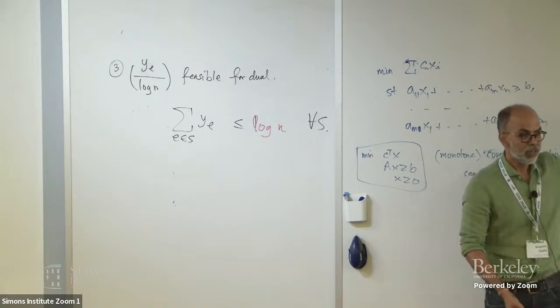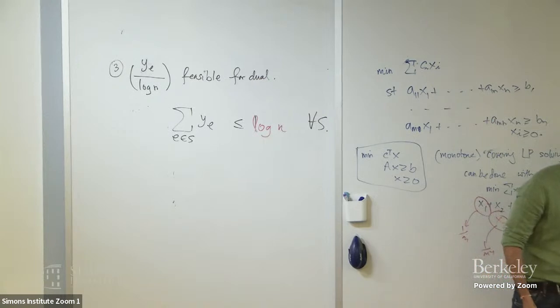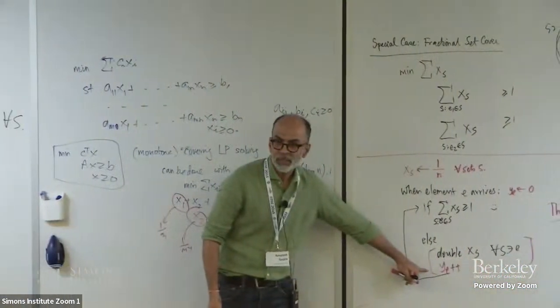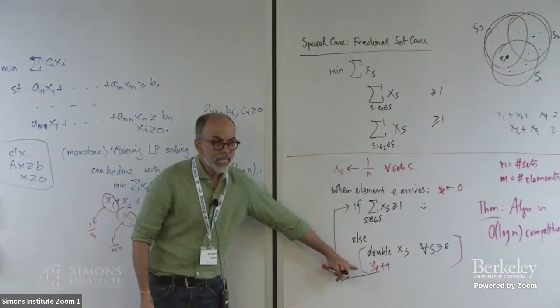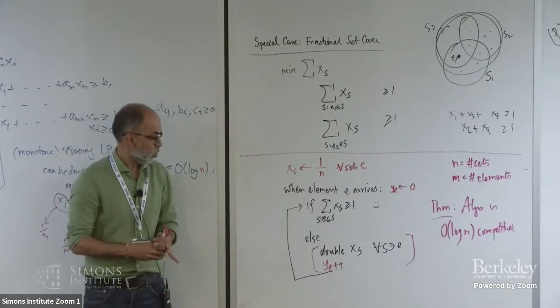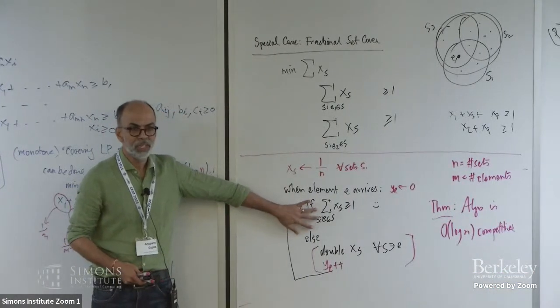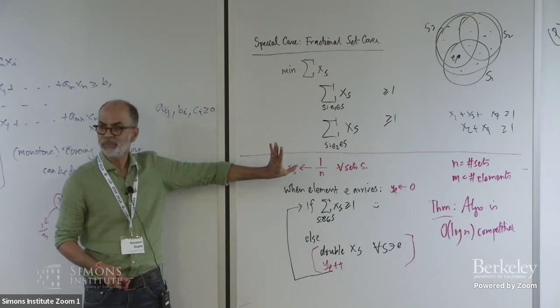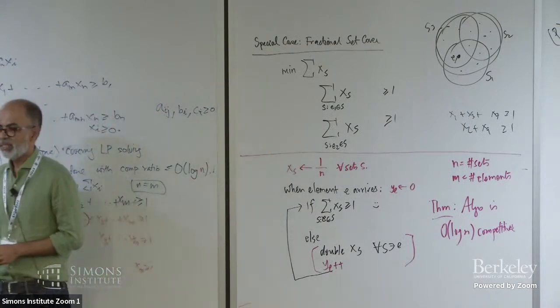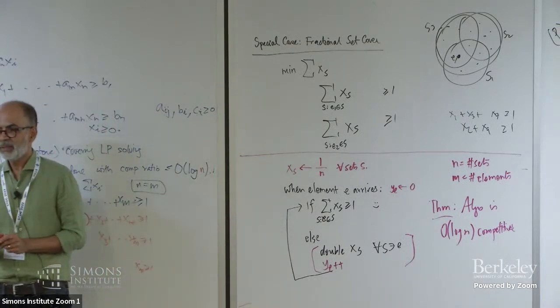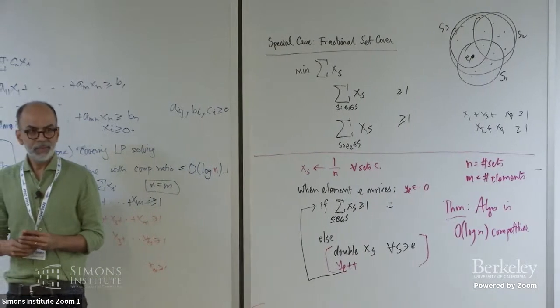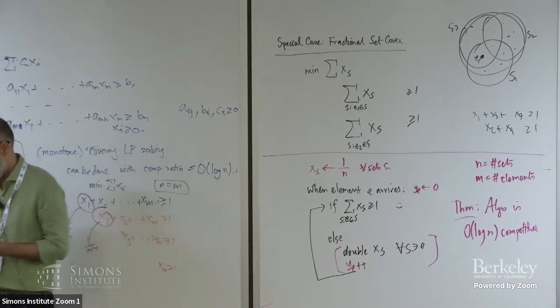X_S started off at 1 over n. Every time it was doubled, the Y_E got increased. And X_S can never be more than 1, because otherwise this if condition would be satisfied just by itself.